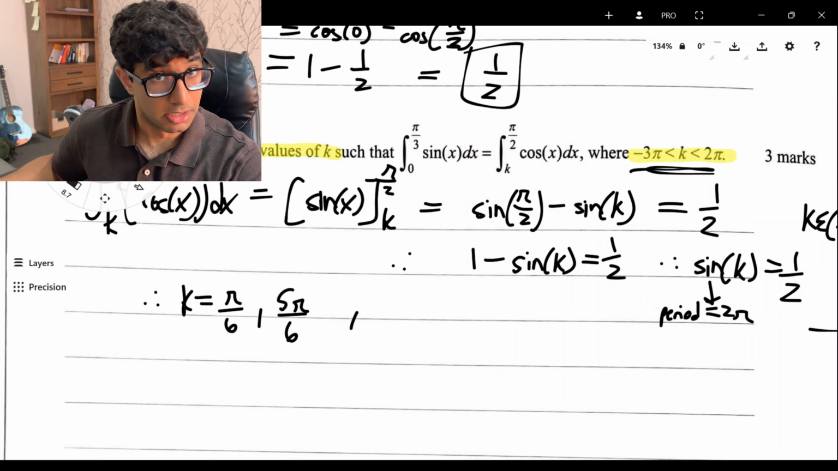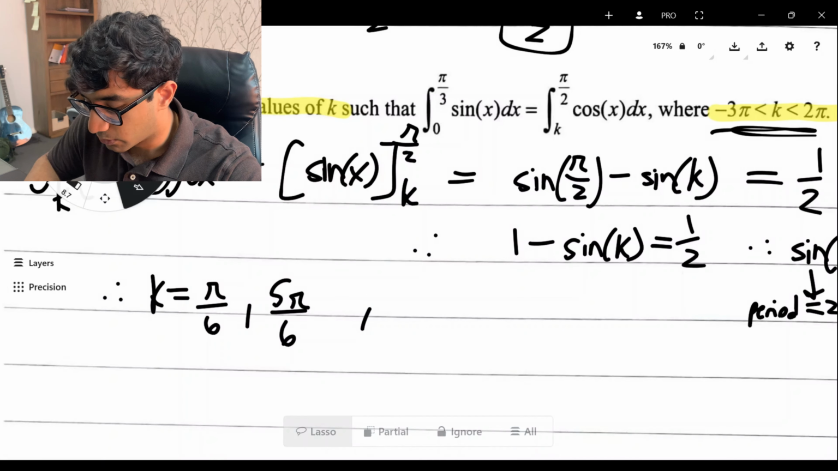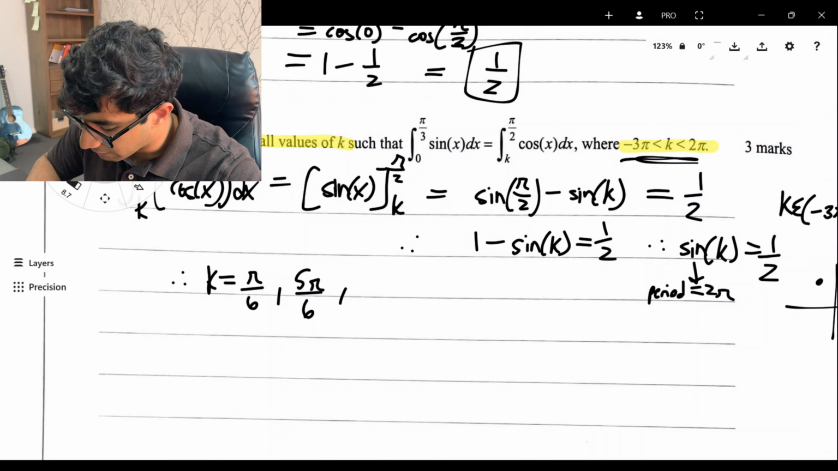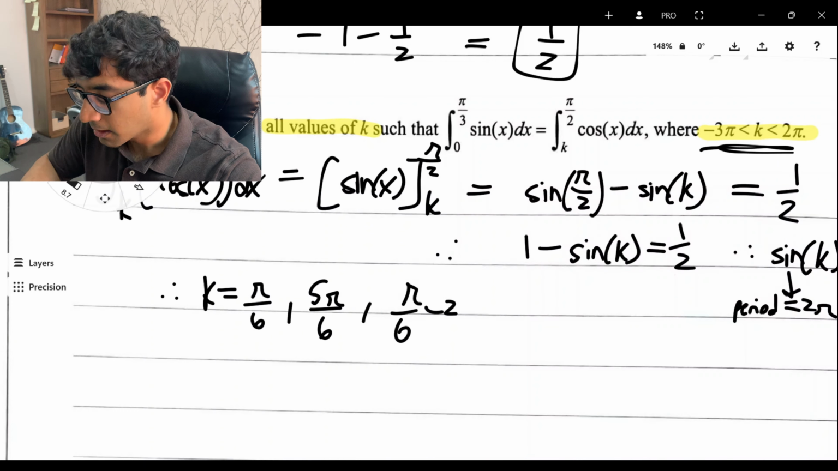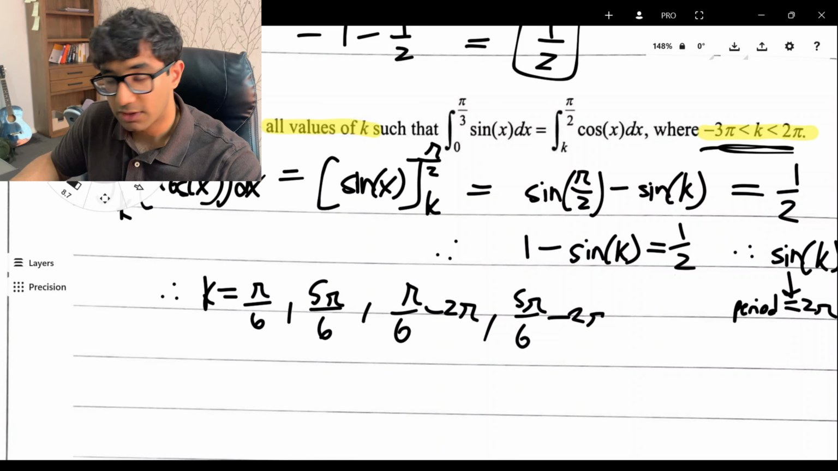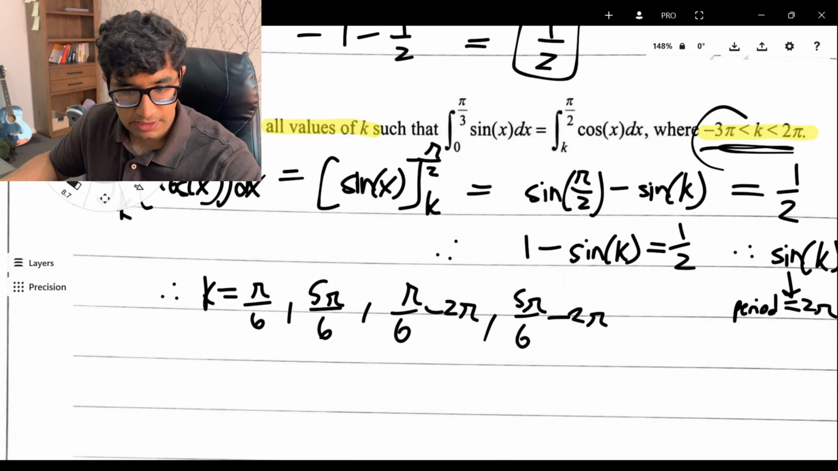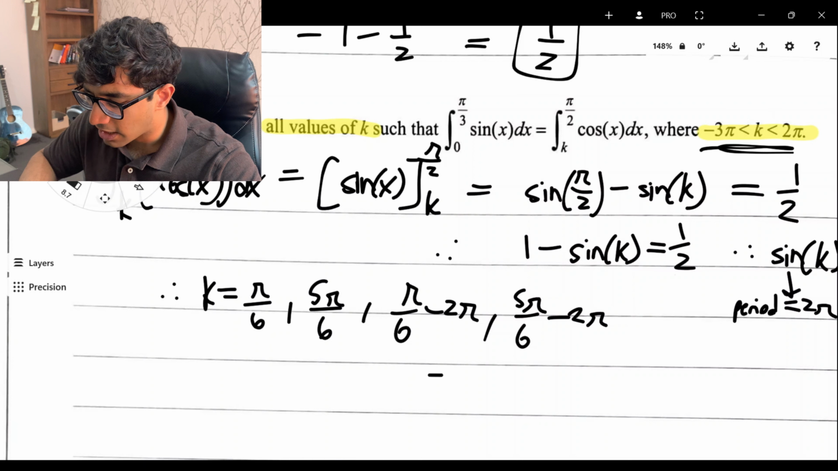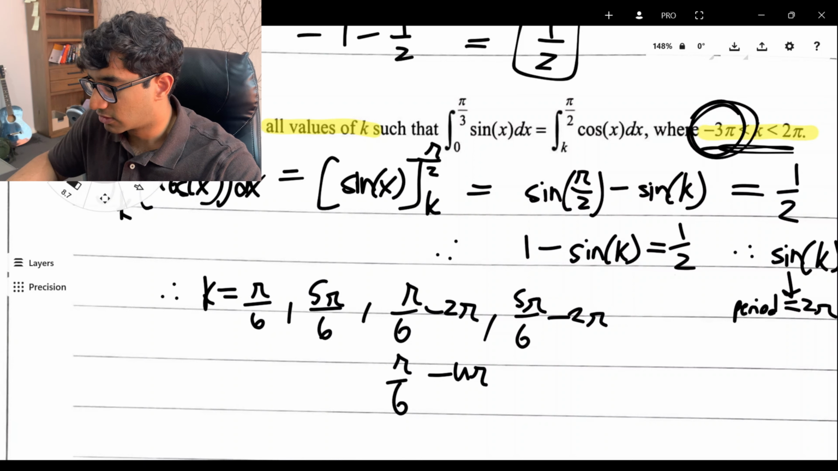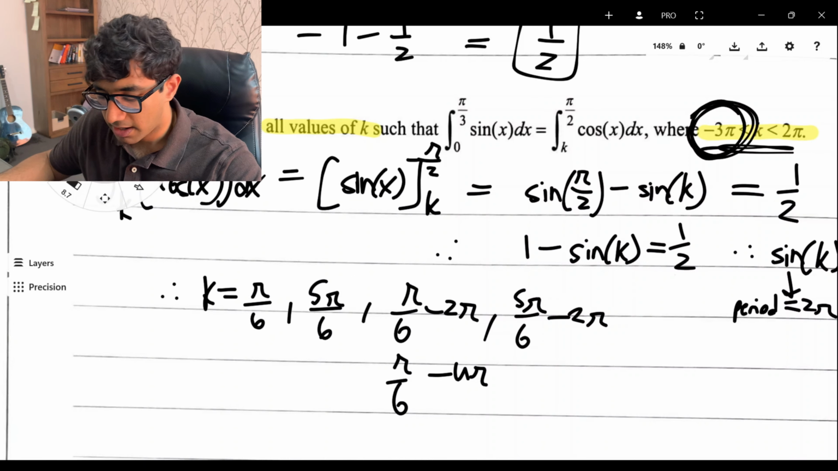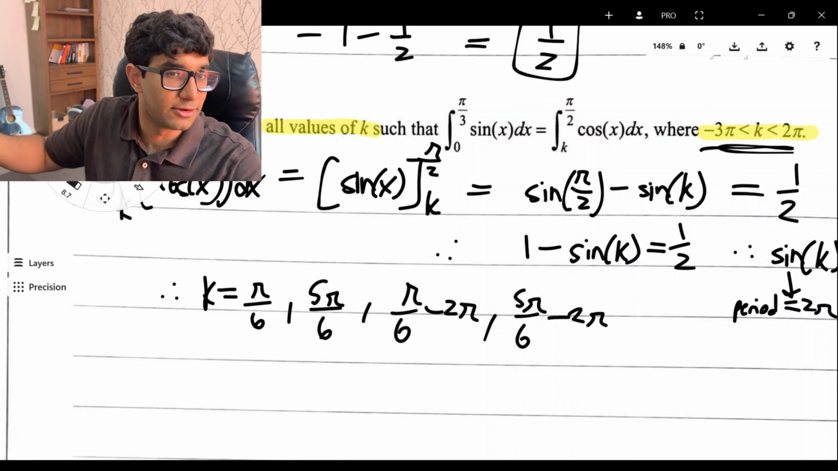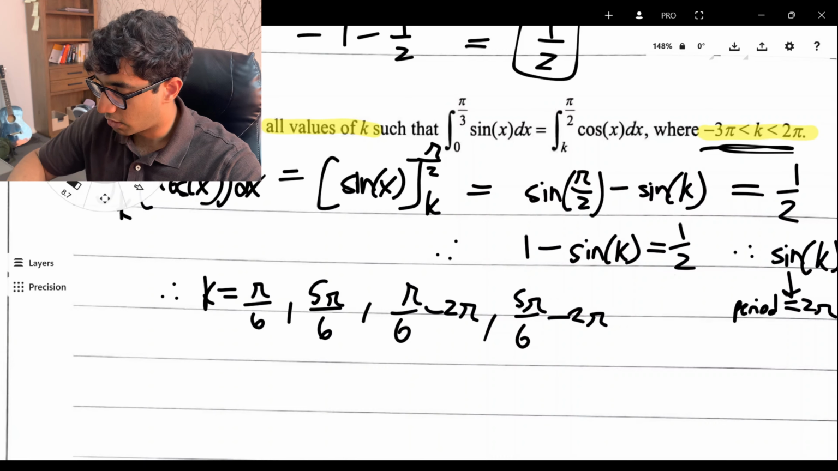How about I subtract a period? If I subtract a period, I'll have pi over 6 minus 2 pi, that's the first one, and then 5 pi over 6 minus 2 pi, there's a second one. That should fit within this interval. But I can't subtract another period, so I can't do pi over 6 minus 4 pi, because that's below minus 3 pi. I can kind of just do that in my head. If you can't, just work it out yourself and you'll realize it. Nothing wrong with that.